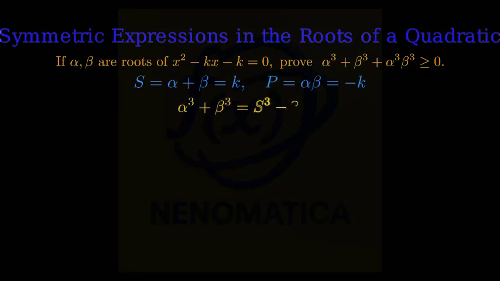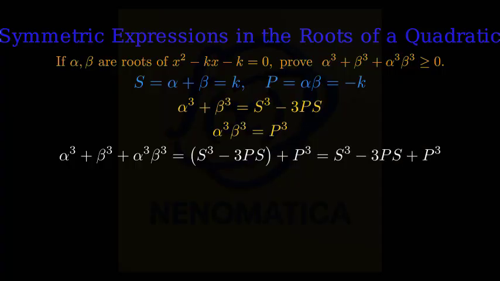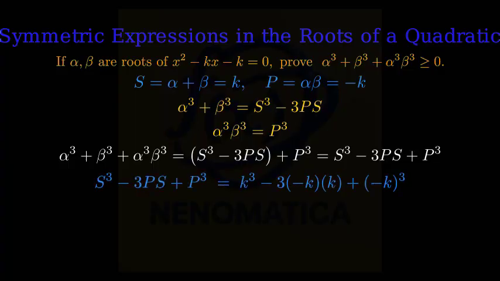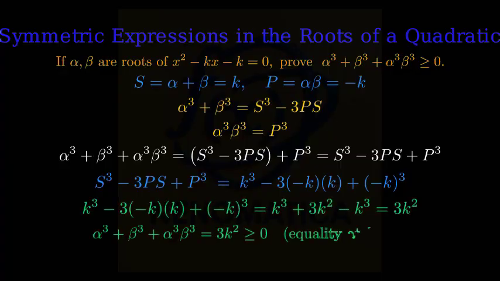Step 2. Use the identity alpha cubed plus beta cubed equals s cubed minus 3ps, and alpha cubed beta cubed equals p cubed. Step 3. Adding these gives our target expression equal to s cubed minus 3ps plus p cubed. Step 4. Substitute s equals k and p equals negative k. Step 5. The first and last terms, k cubed and negative k cubed, cancel, leaving 3k squared. Since k squared is always non-negative, the whole expression is at least 0, with equality only when k equals 0.